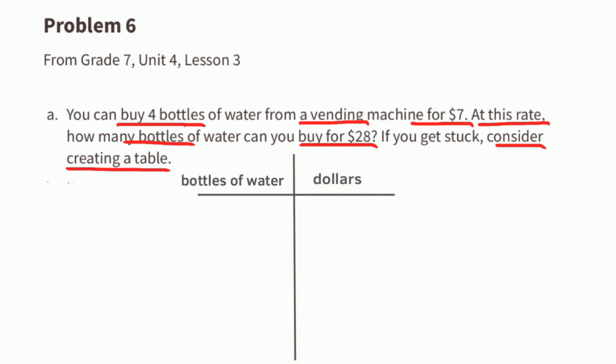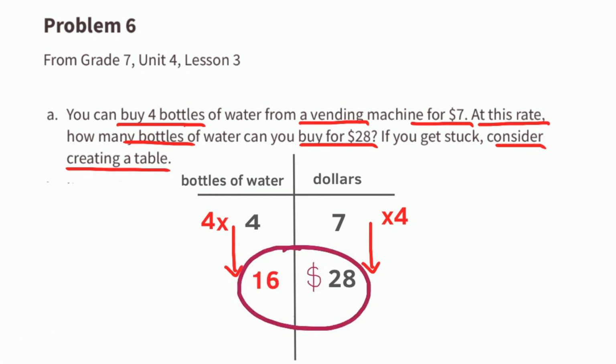The information tells us that you can buy 4 bottles of water for $7. And they'd like to know how many bottles of water you can buy for $28. Since 28 is 4 times larger than 7, then you can buy 4 times as many water bottles. 4 times 4 is 16. So with $28, you can buy 16 bottles of water.